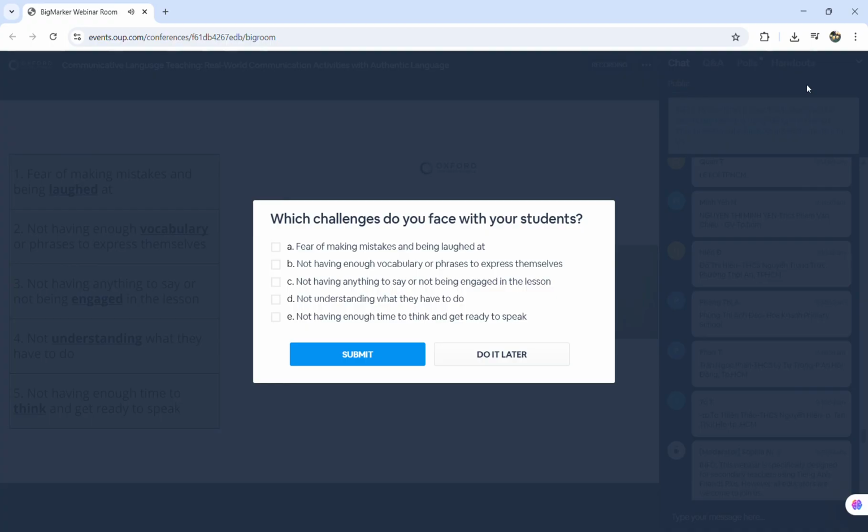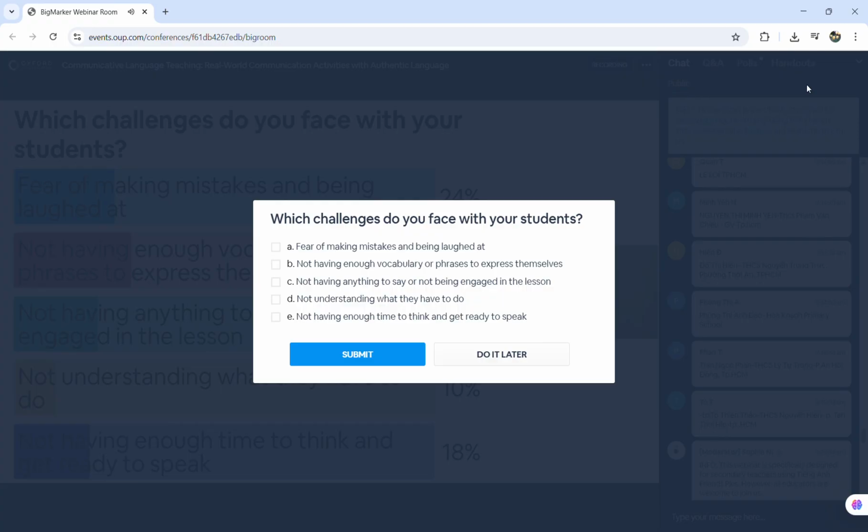Okay, so the poll should be coming up on the screen soon. Here we go. Okay, and many of you have already chosen the answers. Great. So again, please be aware that you can choose one of these, 2 of these, 4, or all 5 of these options, depending on what's true for your classes. Okay. So the most common answer so far is number 2, not having enough vocabulary. But fear of mistakes is also very popular at 24%.